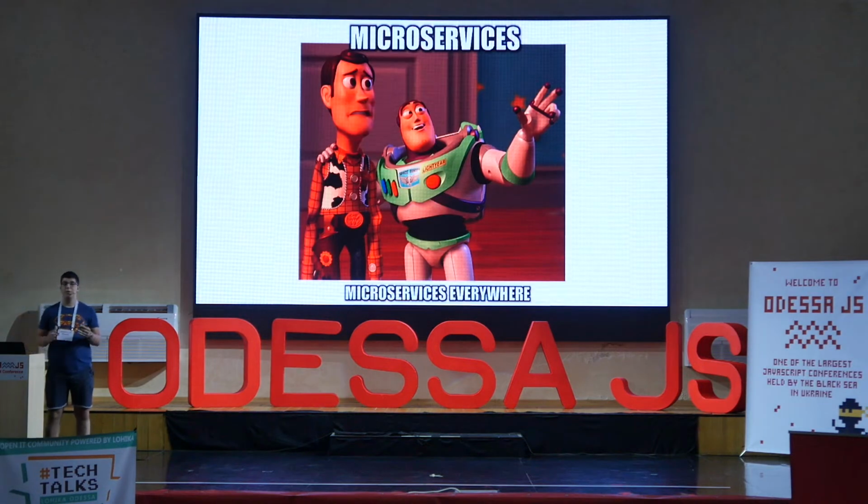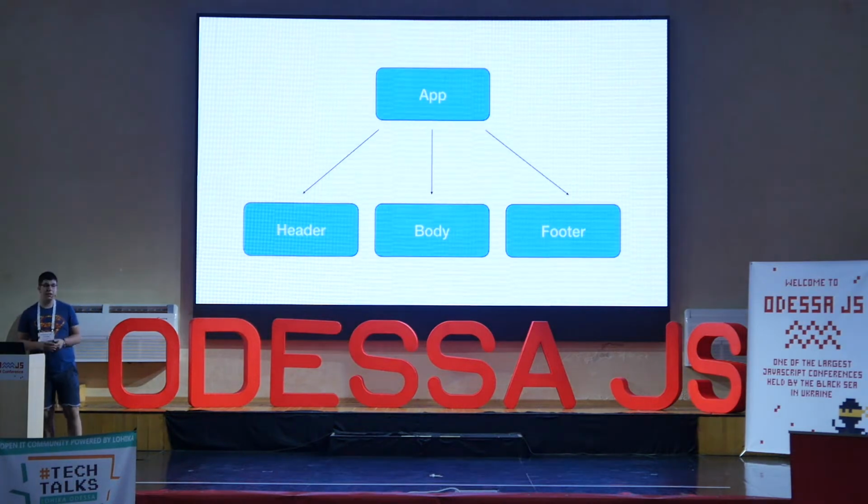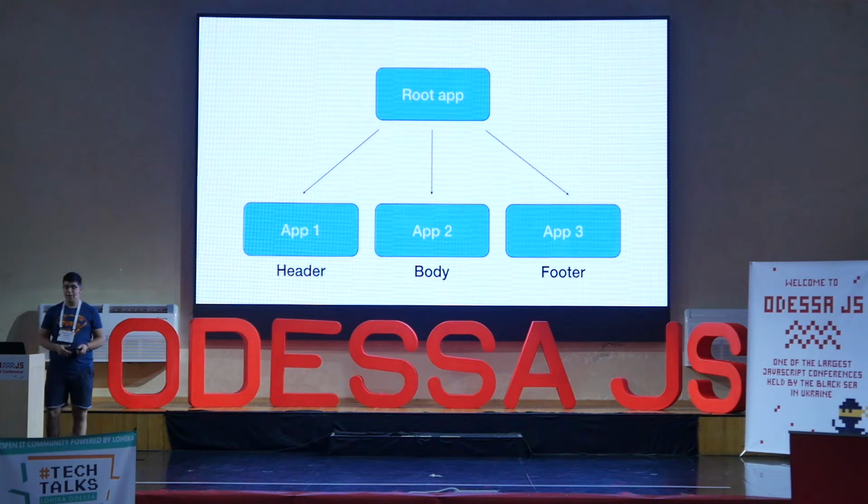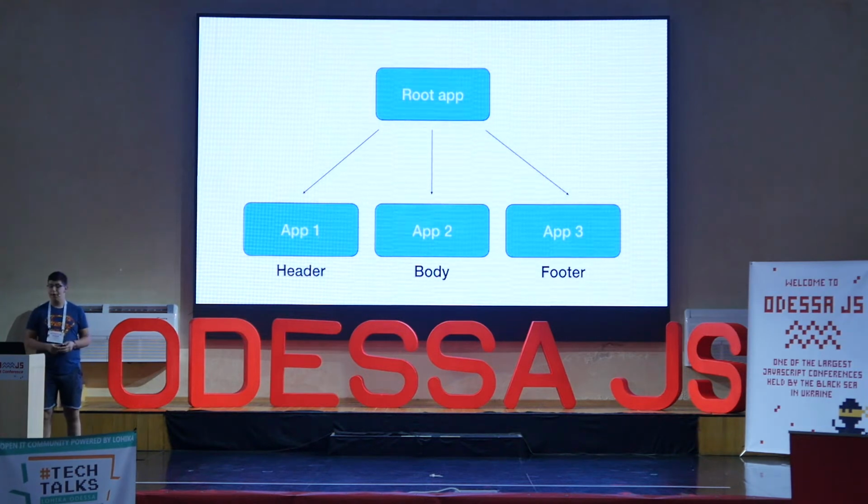So we're coming to the part where we can say that we want to have microservices everywhere and we want to decouple the backend but also the front end. So how does that really look in the UI? Simply, we have just one app which has header, body, and footer. And we can replace that with what we will call the root app. And all those header, body, and footer can be separate applications running on any framework, any library.